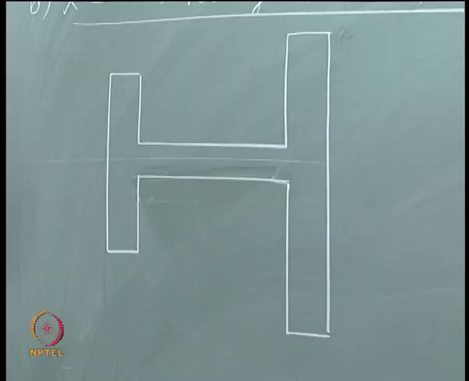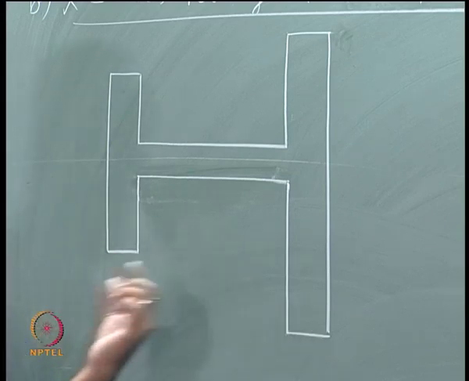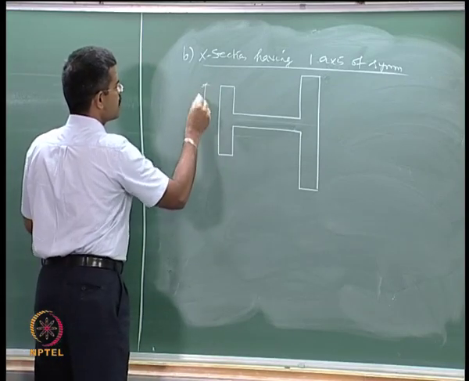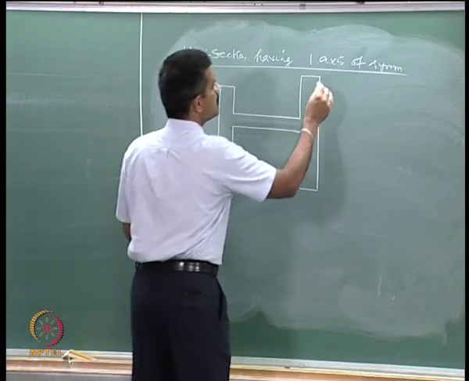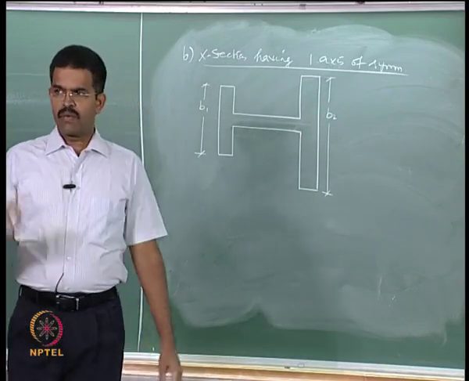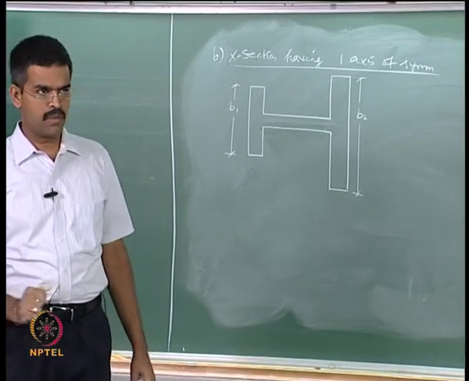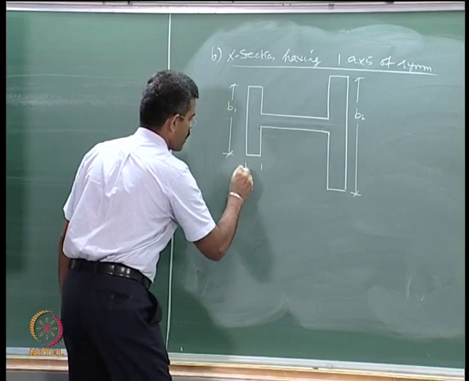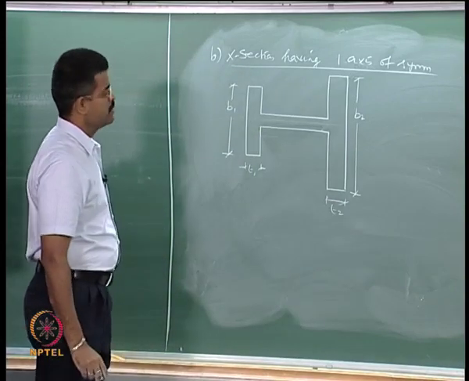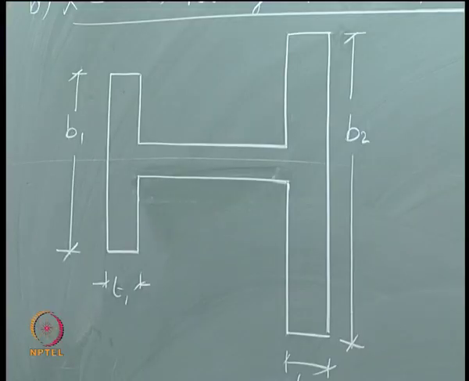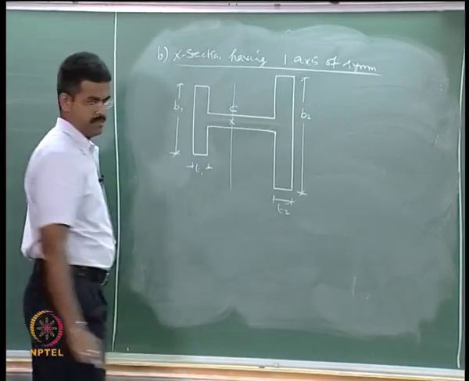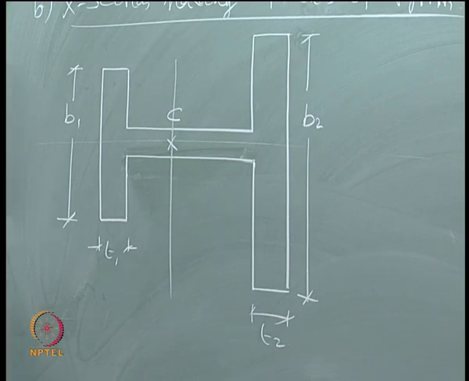The shape may be symmetric, but the thicknesses are different, okay. So, let us say this is B1, this is B2, this is T1, this is T2. And I have somewhere the C here. And this is my principal axis.